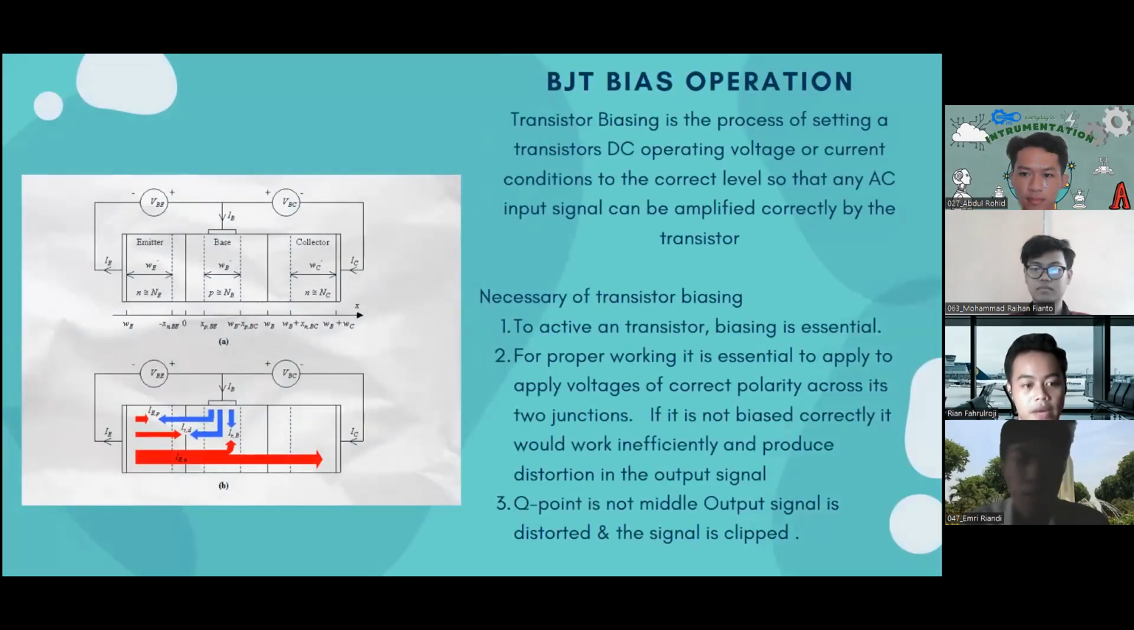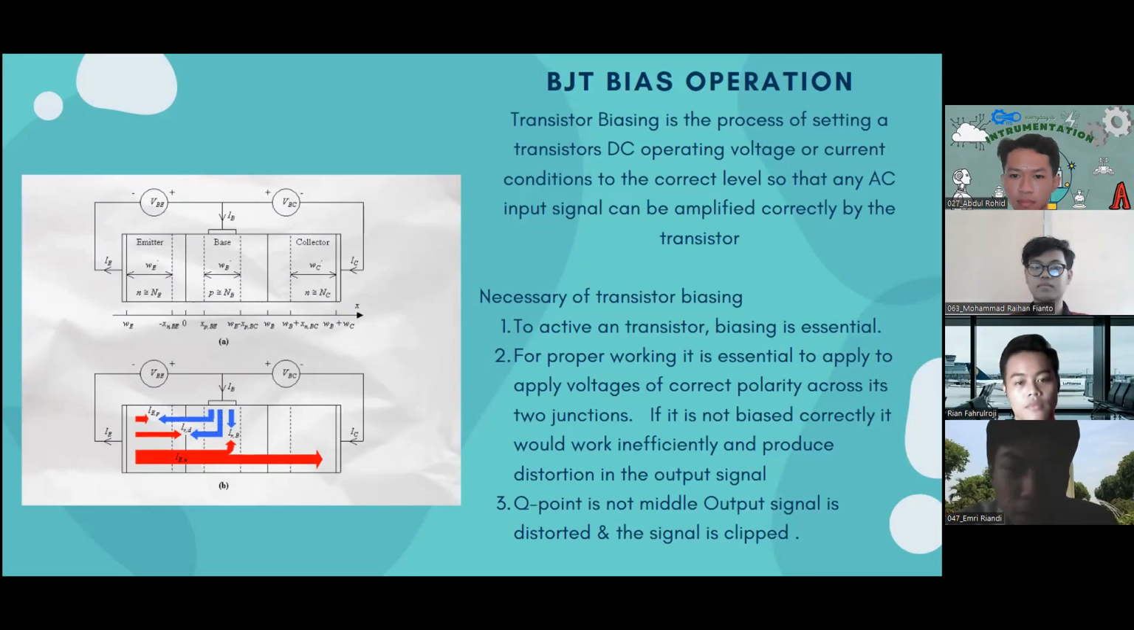For the first material, Emri, please. First is BJT bias operation. Transistor biasing is the process of setting a transistor's DC operating voltage or current condition to the correct level so that any AC input signal can be amplified correctly by the transistor.